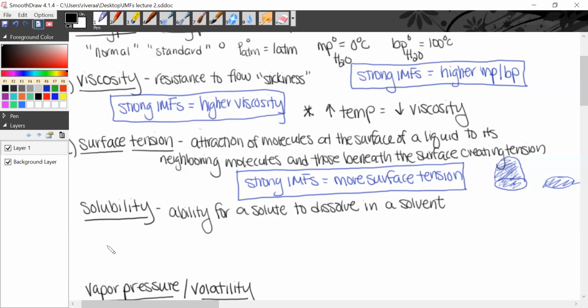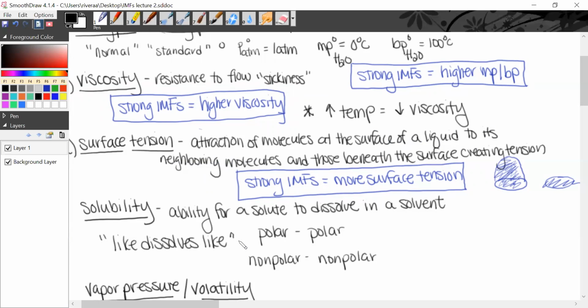The real easy little moniker we give this is "like dissolves like," which means if you have something that's polar, it will dissolve in something that is polar. If you have something that is non-polar, it will dissolve in something that is non-polar. So if it's got dispersion forces as its predominant force, it'll dissolve in a non-polar solvent that has dispersion forces. If you have a polar solute, you need to dissolve it in something that also has dipole-dipole or hydrogen bonding.